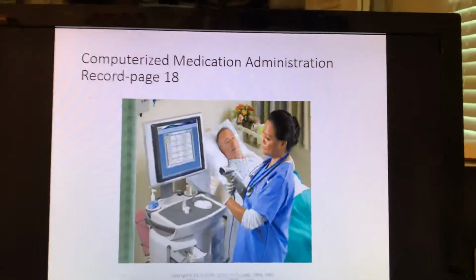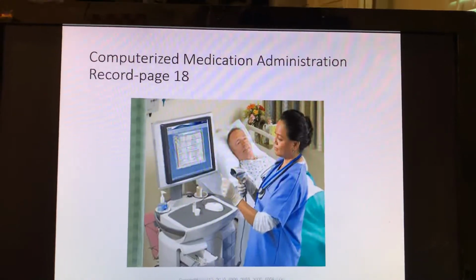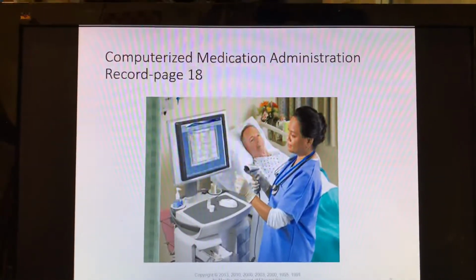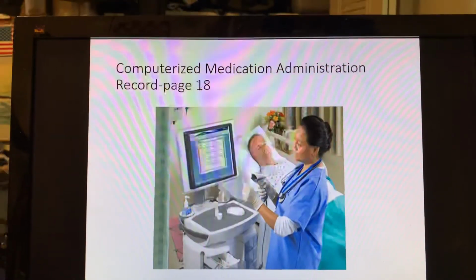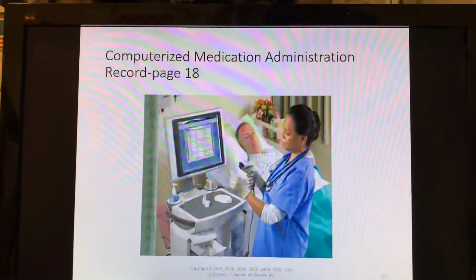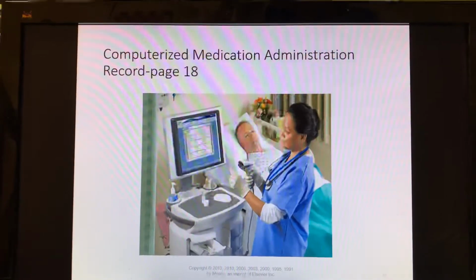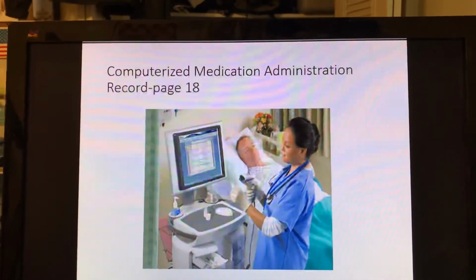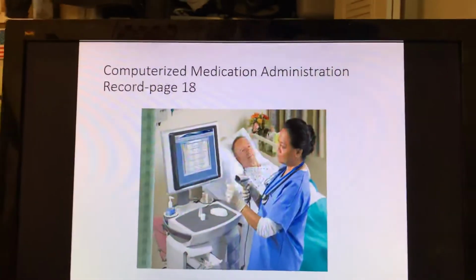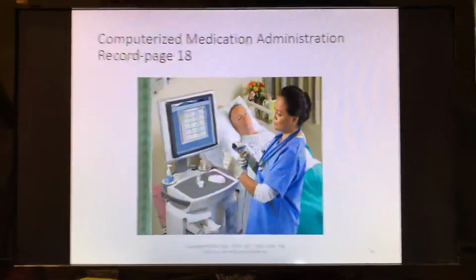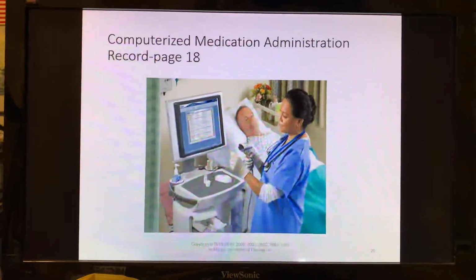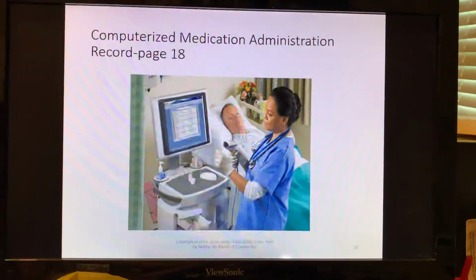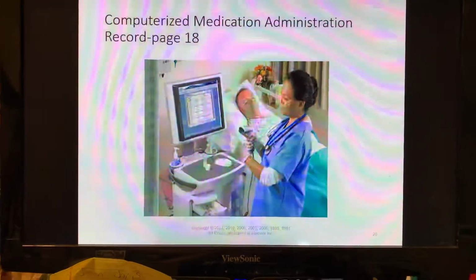This is a computerized MAR where everything's online and you just get your patient's meds out of the big cart and you take your, what we used to call COWs, computer on wheels, into the patient's room. You scan the bracelet, you scan the med, and if there's anything wrong, if they don't match, then a warning comes up and it doesn't allow you to go any further in that MAR. You can't administer the med until you figure out what the problem is.